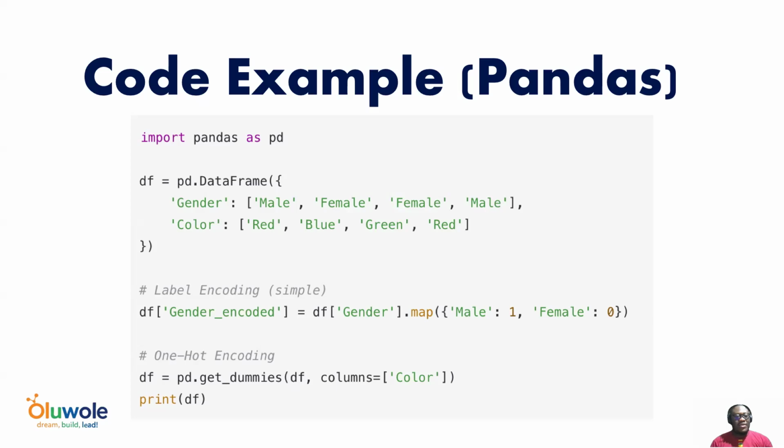What did I say? I say change gender encoded. I pick the gender column and map it. I do a mapping: male is equal to 1, female is equal to 0. Some people can say male is equal to 0, female is equal to 1.